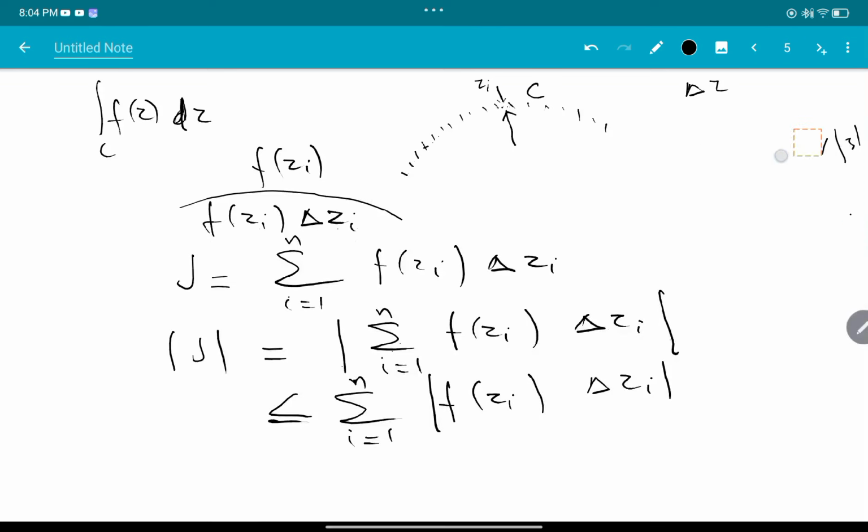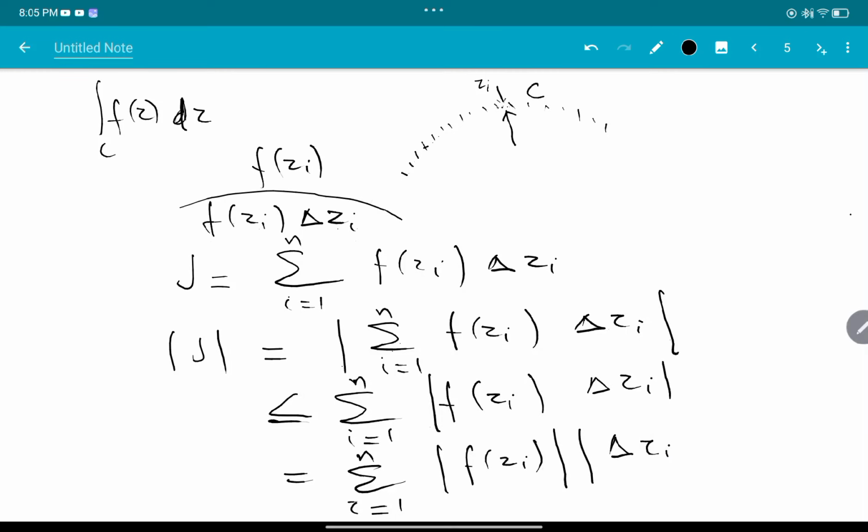So what do we see? We see that the absolute value of a product is equal to the product of absolute values. That means this is equal to this and this. They are equal. There is no difference. Sum over i equal to 1 to n, f(zi) delta zi. Good. Now this much. Let us turn to another page.